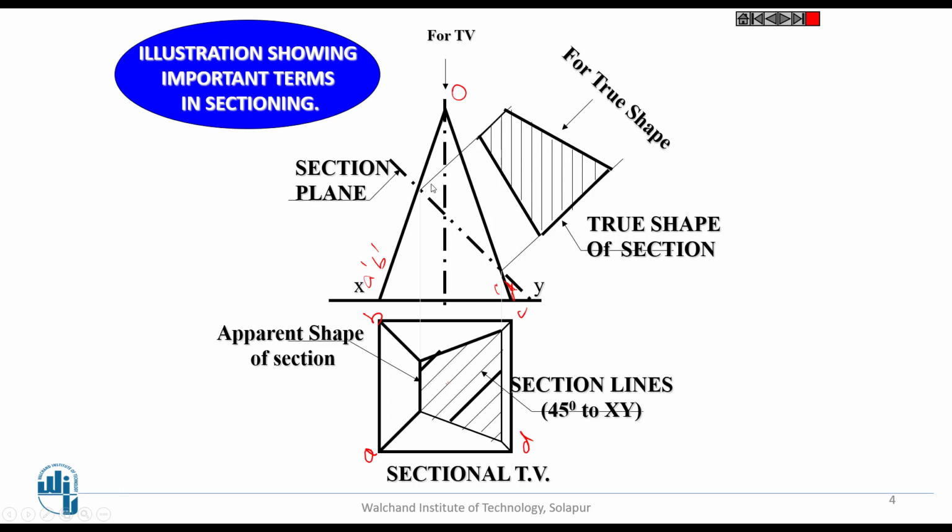These are the terms. This is the section plane, this is the true shape of the given cutting object, and this is the sectional line drawn at 45 degrees to any one of these edges. You are going to call this the sectional top view, and this is the apparent section of this figure. This is the true shape of this particular object here.